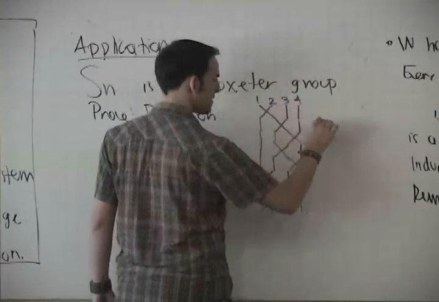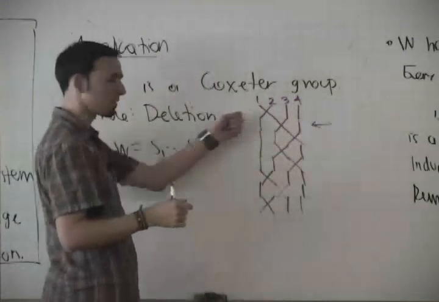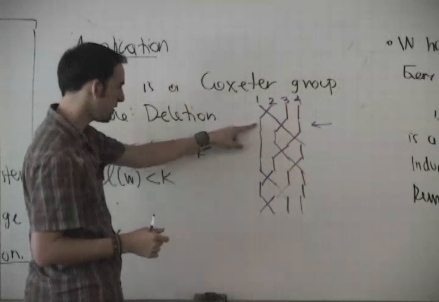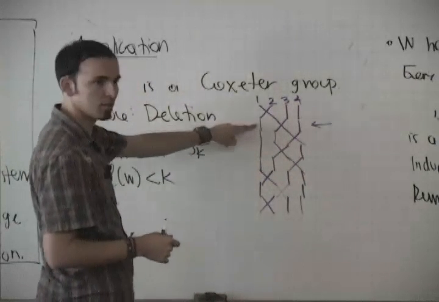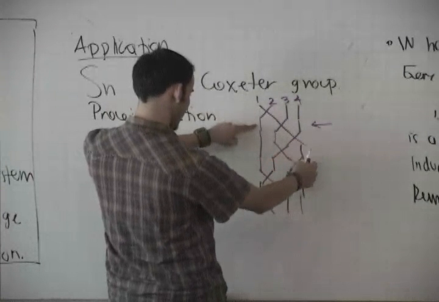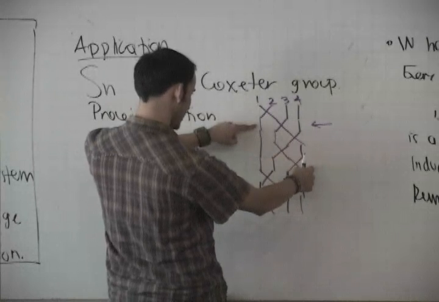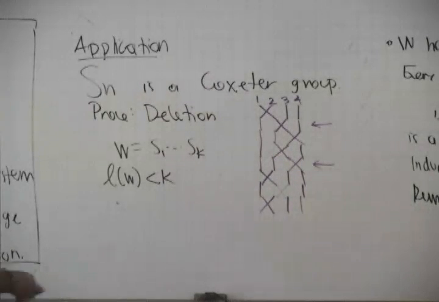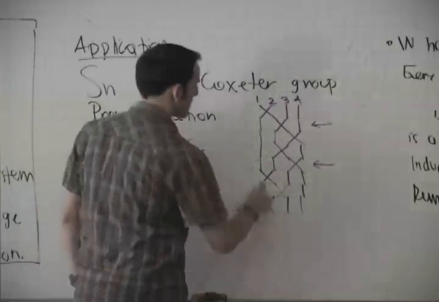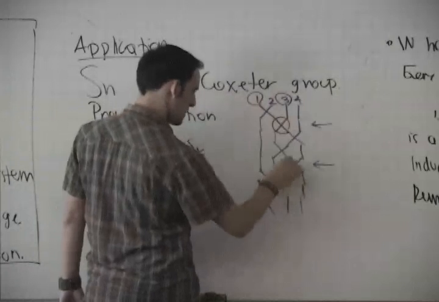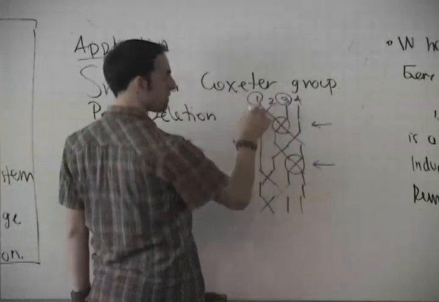The second one? From here or from here? Oh. This one? Top to bottom. And? 3, I think. No, 1. Yes, I can cancel these two. Why? Because this is a crossing of 1 and 3, and this is a crossing of 1 and 3.